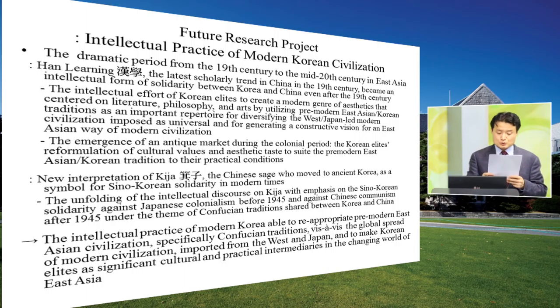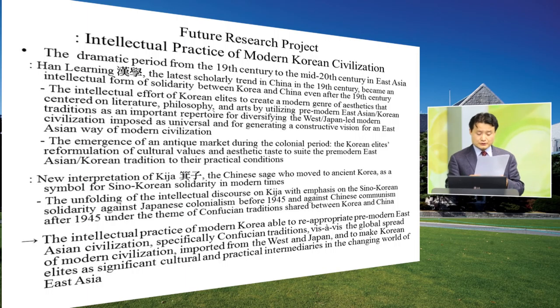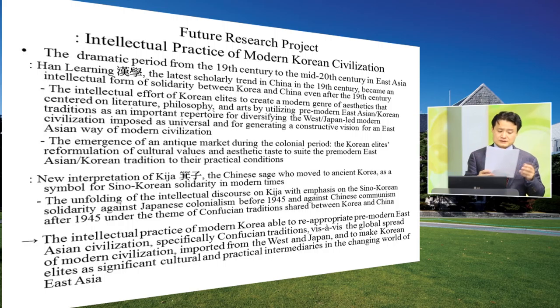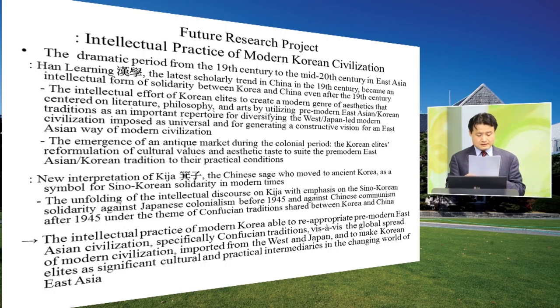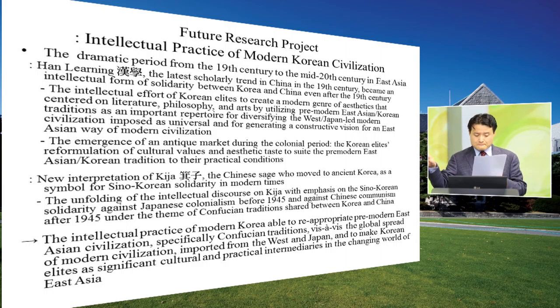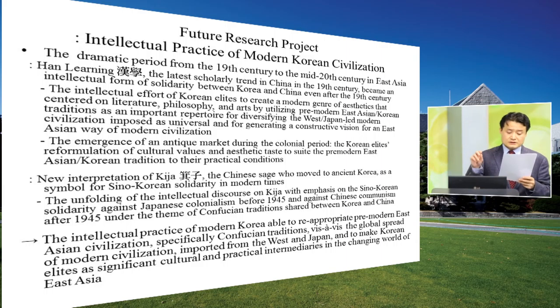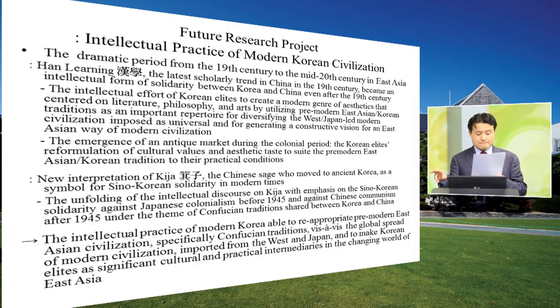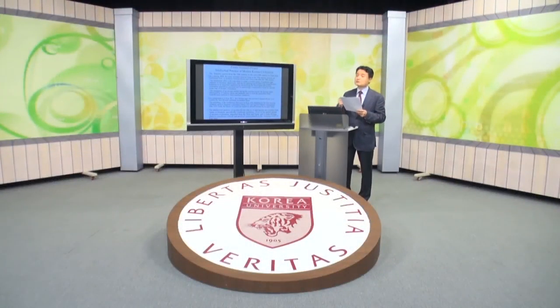who was the Chinese sage ruler moving to ancient Korea, as a symbol for Sino-Korean solidarity in modern times, specifically in the first half of the 20th century, the unfolding of the intellectual discourse on Gija, with emphasis on the Sino-Korean solidarity against Japanese colonialism before 1945 and against Chinese communism after 1945, under the theme of Confucian tradition shared between Korea and China.